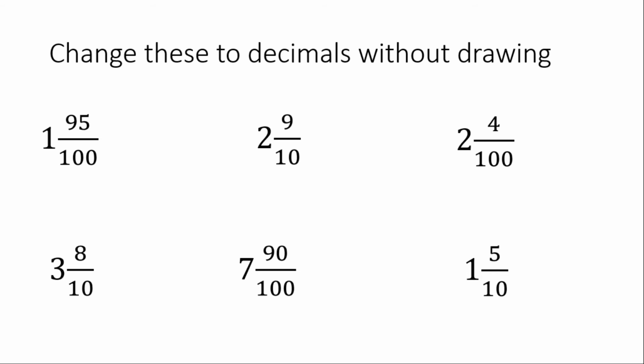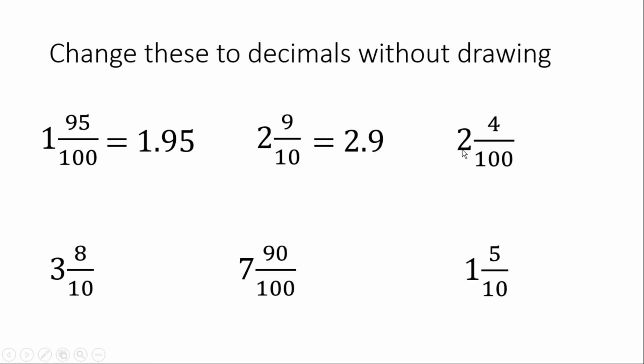All right, let's check your answers. In the top left, we have 1 and 95 hundredths. So we start with the 1, and it's going to be 1.95 going into the hundredths. Top middle, 2 and 9 tenths. And 2 and 9 tenths is the same as 2.9. 9 is in the tenths place.